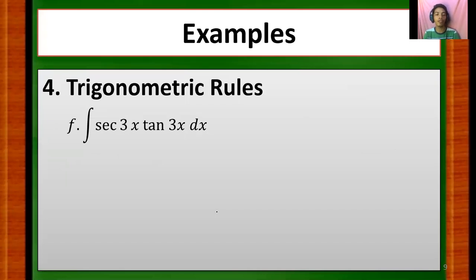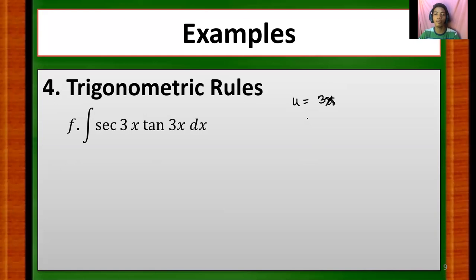We have the integral of secant 3x tangent 3x dx. So as you can see, nasa pattern na tayo ng secant u tangent u du. So meron ka nang idea agad, kasi alam mo na parehas lang yung value ng angle ng secant at saka tangent, which is 3x. So ibig sabihin, iisa lang ang u nyo, which is 3x. So the first step is to let u be equal to 3x.